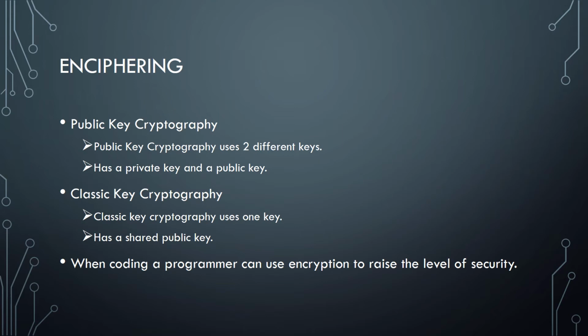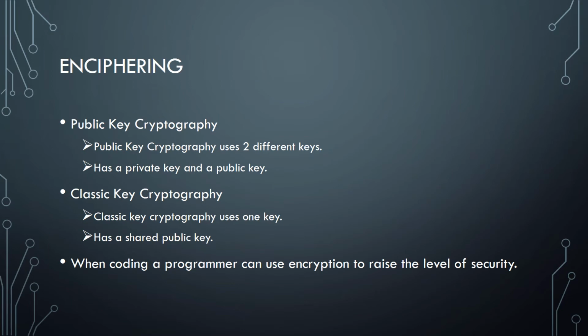In order to use public key cryptography, you need to encode with one of the keys and decode with the other. This means that if you encode with the public key, you decode with the private key. On the other hand, if you encode with the private key, you decode with the public key.